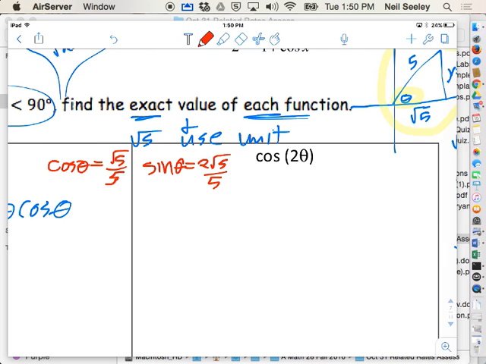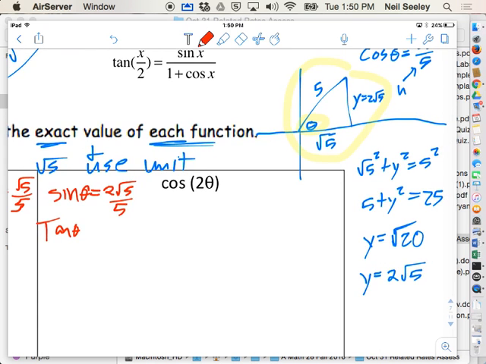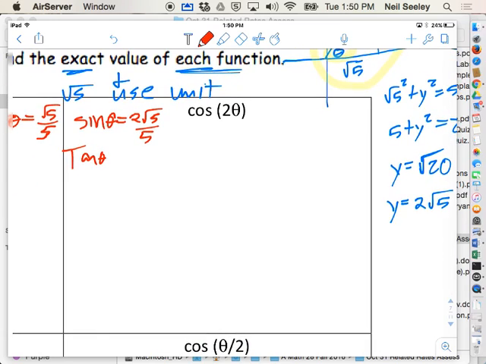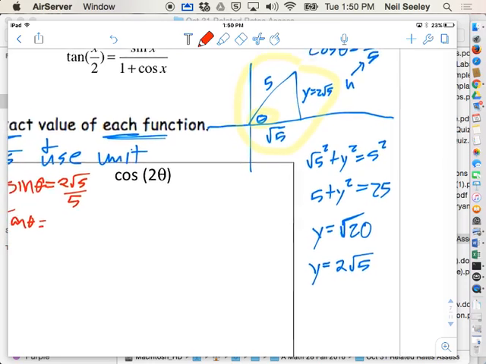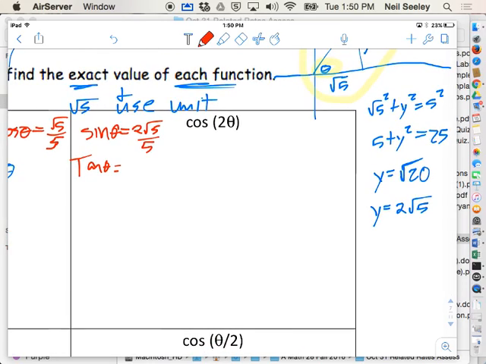And then tangent of theta, should we get that one? Tangent of theta, opposite over adjacent, 2 square roots of 5 over square root of 5. And since it's 2 square roots of 5 over the square root of 5, the square root of 5 is canceled to just 2. Isn't that cool? Tangent's just 2. I like that one.